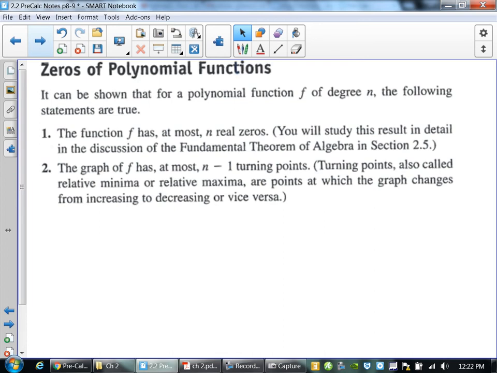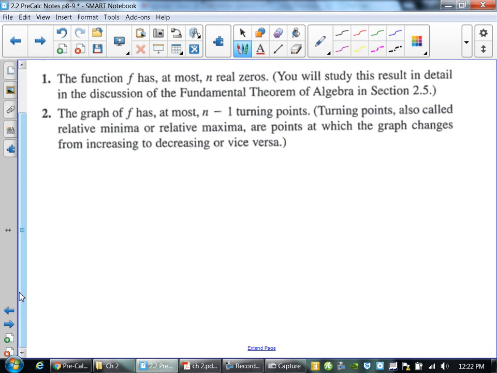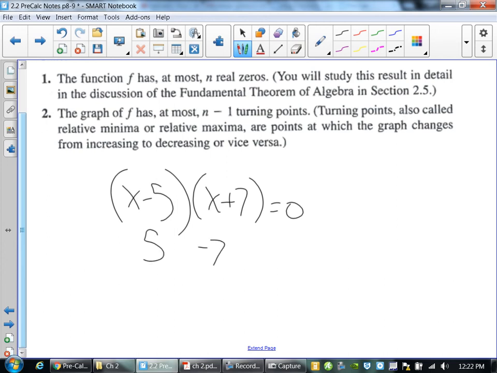For example, if you have terms of x minus 5 and x plus 7, what are your zeros? 5 and negative 7. So when I say your zero is 5, you know your term is x minus 5. If your zero is negative 7, your term is x plus 7. It's going to be the opposite.